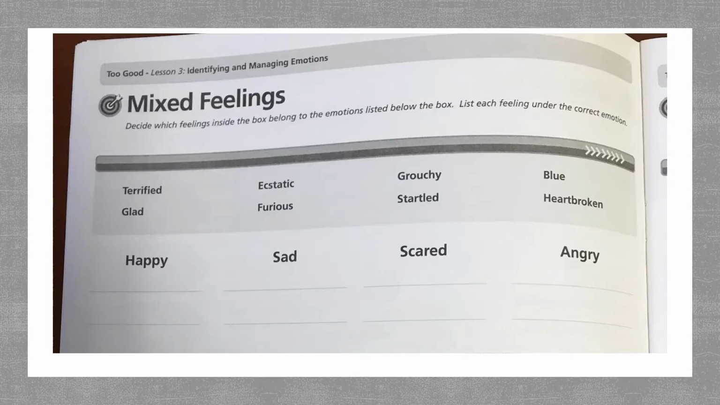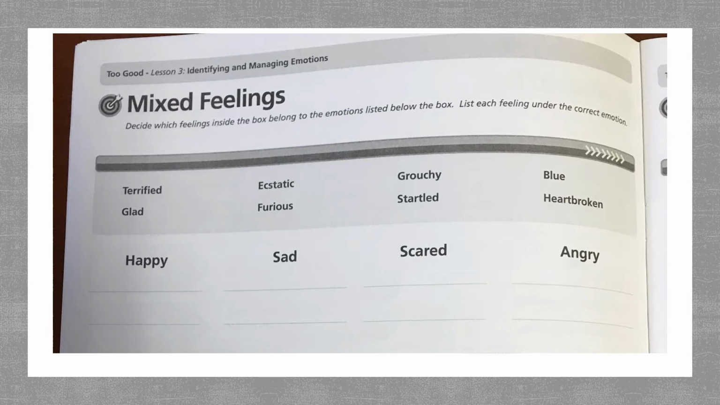Okay, so now what we're going to do is match the feeling words above with the emotion words below. So we have 4 different categories here. We have happy, we have sad, we have scared, and angry. There's 2 words above that go into each of these emotions below. So let's start with the first one.